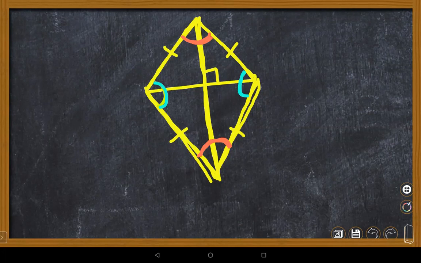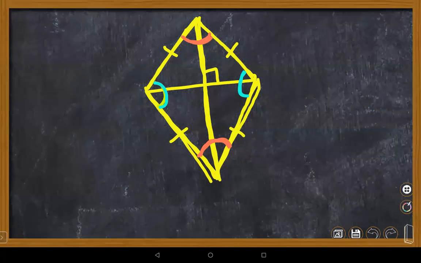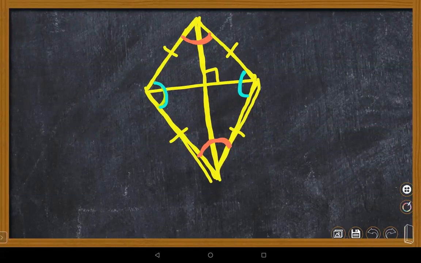Any other points, children, about the rhombus you want to say? Are opposite sides parallel? Yes or no? Is it true? All sides are equal, and equal and parallel also. That is important. Are diagonals equal here? No. Do diagonals bisect each other? Yes, ma'am. Do diagonals bisect each other at right angles? Yes, ma'am. Very good. That's why I'm giving you different points.